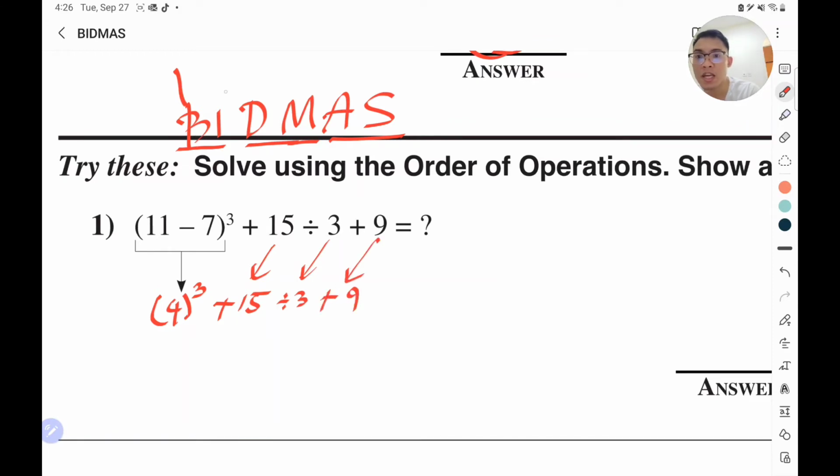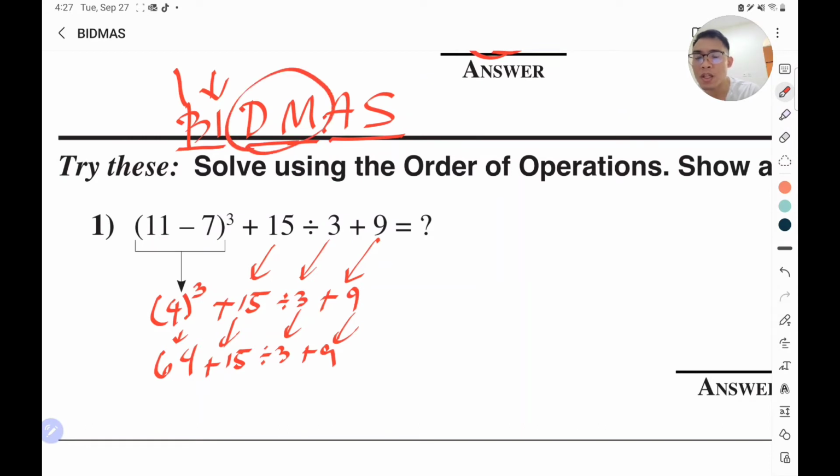What do we do next? Index, which is this one, the exponent. The exponent tells us the number of times a number is multiplied by itself. So since 4 to the power of 3 means 4 times 4 times 4, what is 4 times 4 times 4? 4 times 4 is 16, times 4 is equal to 64. This is your 64. Then bring down everything again. So we have plus 15 divided by 3 plus 9.